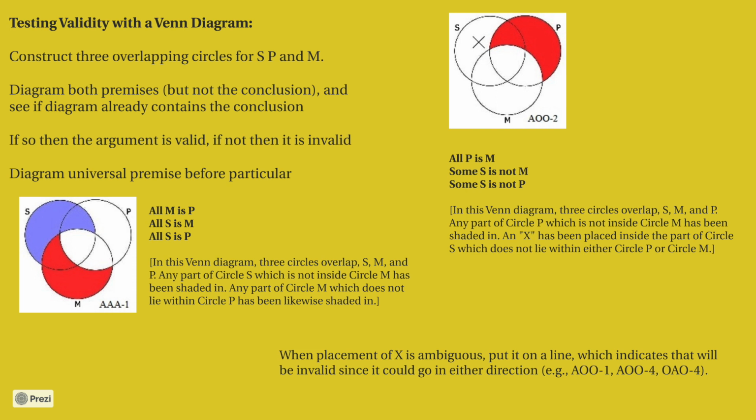This does not necessarily mean it is not P. So should the X go clearly in the S circle where there is no P overlapping, or might that X go in the space where S overlaps P but is not part of M? It is unclear. So when the placement of X is ambiguous, we should put it on a line which indicates that the argument will be invalid since it could go in either direction, and so we would not be able to clearly draw the conclusion.